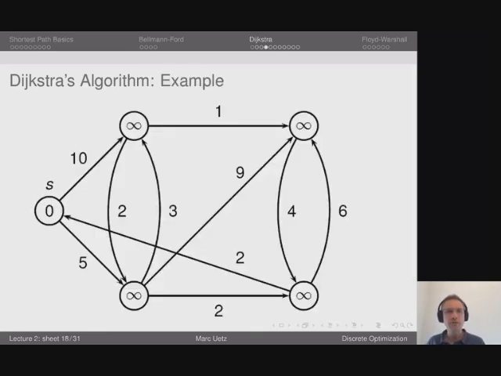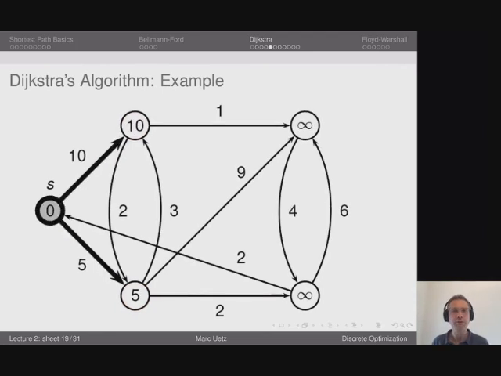Graph with 5 vertices. In the beginning, we have to pick the vertex with the smallest distance label, which is the start vertex, which has label 0. We are processing the outgoing edges of that start vertex, which means we are going to update, if necessary, these distance labels. And that's what we do. So the distance label becomes 10 here and 5 here.